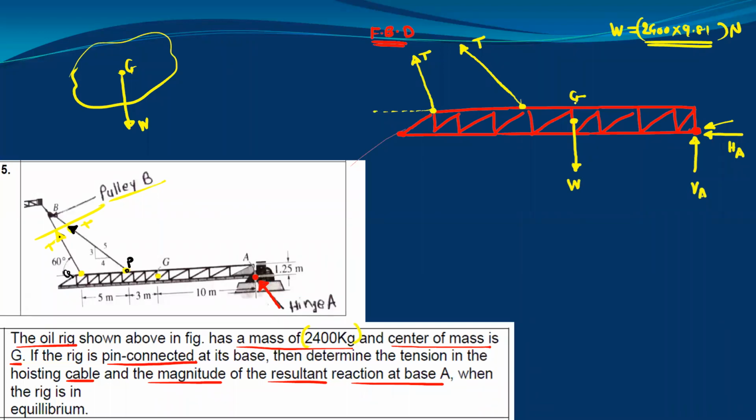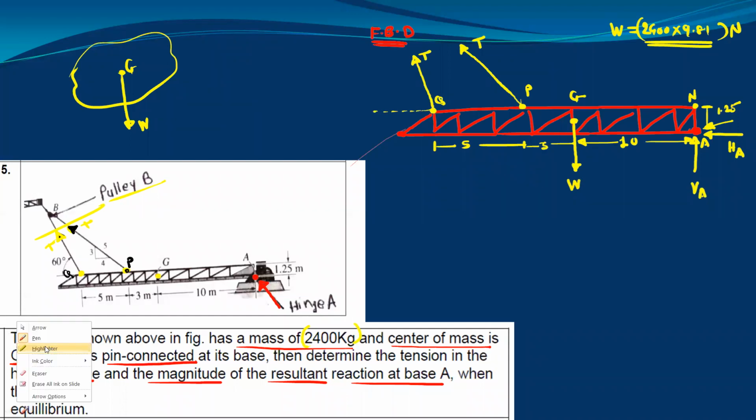And there is no other force. And just mention the distances. Here we have 5 meters from point P up to point Q. Then from P to G, it is 3 meters. From G to A, this is 10 meters. Okay. And from this point A, consider this point to be N. The distance A to N is given as 1.25.